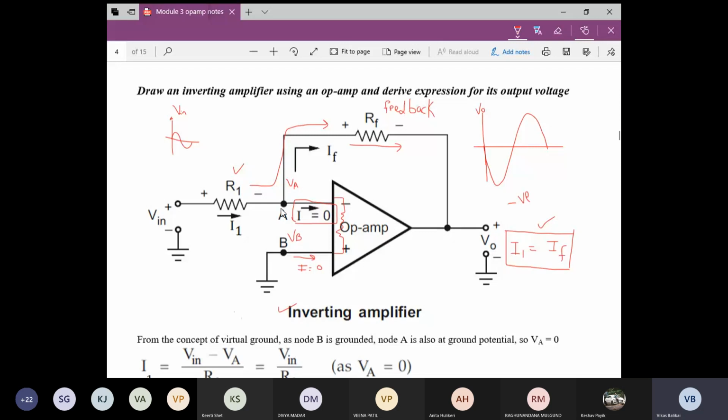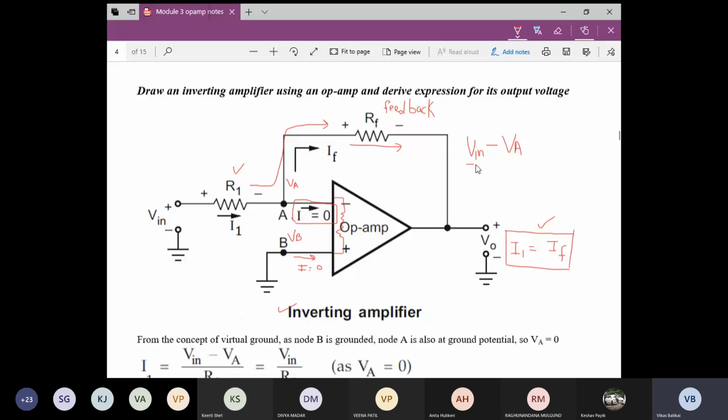Fine. Because no current can enter the op-amp, I can write I1 is equal to IF, and let me express I1 and IF in terms of voltages. Using the voltage rule, Kirchhoff's law, or basically Ohm's law, can you tell me what will be the I1 and IF values? The standard Ohm's law, not just V by R. You should understand the direction of flow of current and then tell me what will be I1. Where does I1 start, what will be the first voltage? It is starting from Vin, and where is it ending? It is ending at VA, and through which resistance is it flowing? R1.